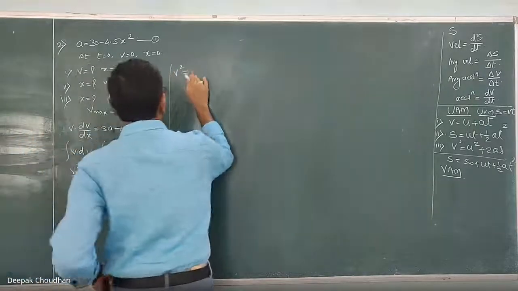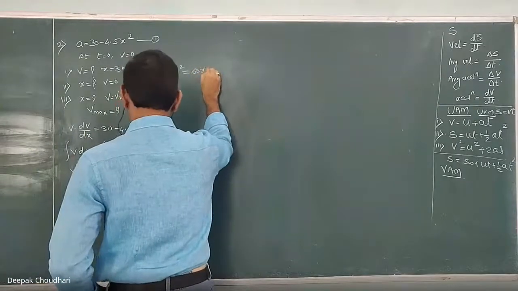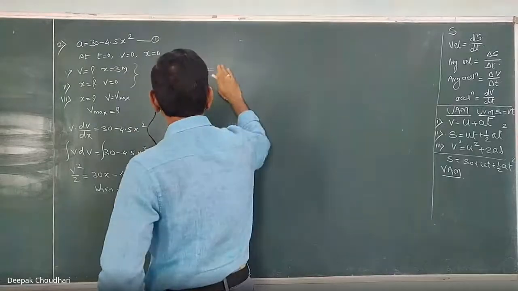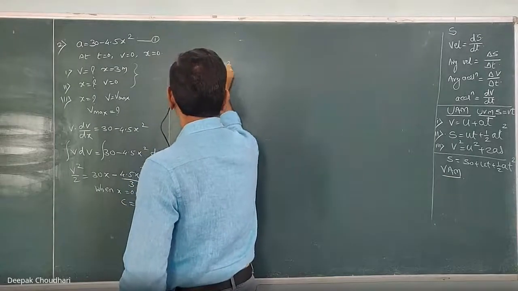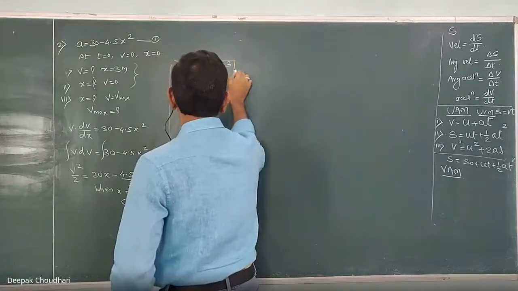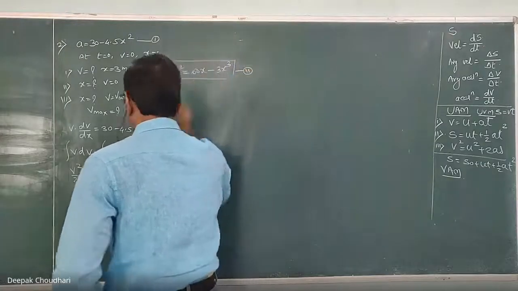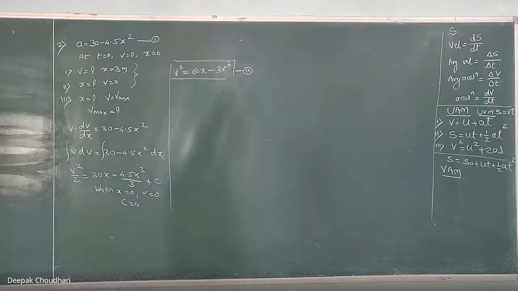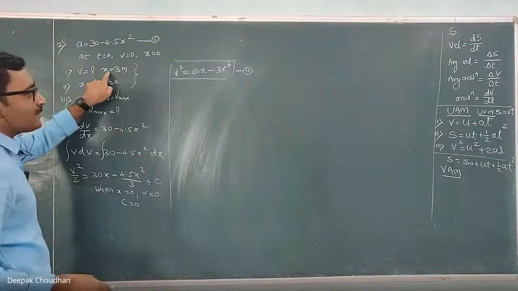So v square equal to 60x minus 9x cube upon 3, that is 3x cube. So this is the equation of velocity. Say this is equation number 1. You can write v equal to under root of that way also. But this is a generalized equation of velocity in terms of x, which is also known as the equation of motion. Okay, now I got the equation in terms of v and x.